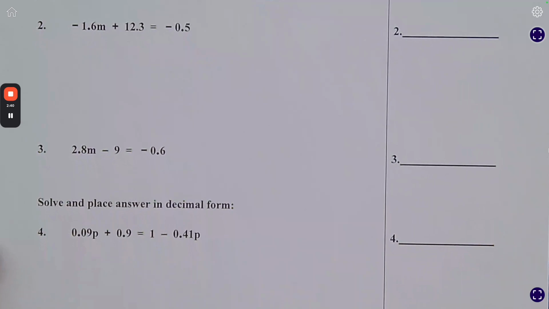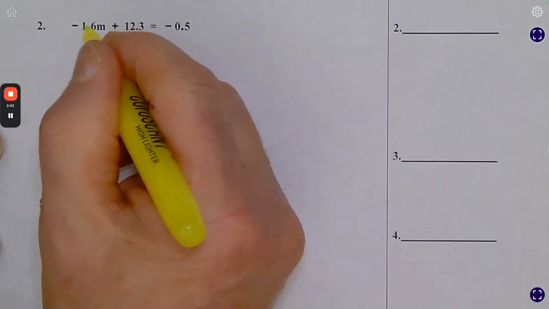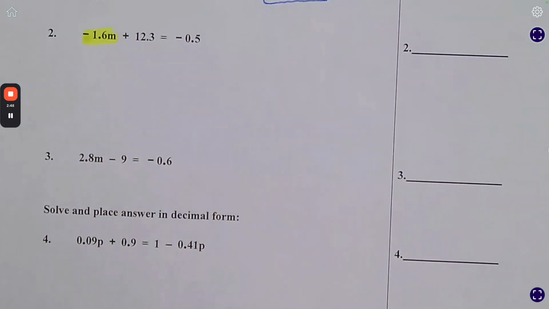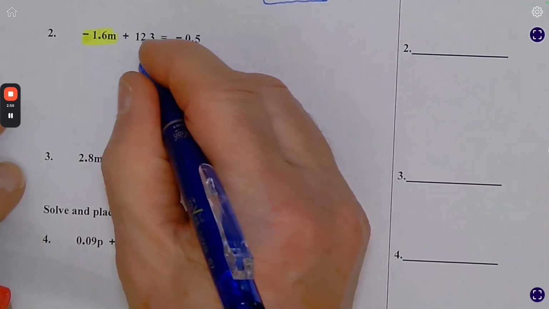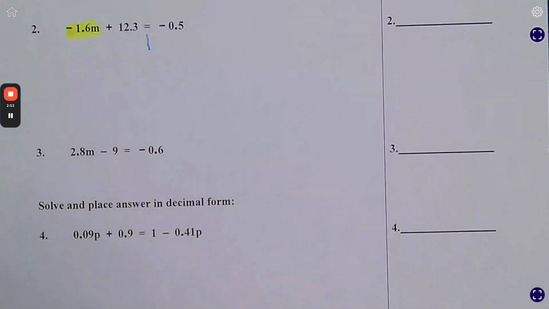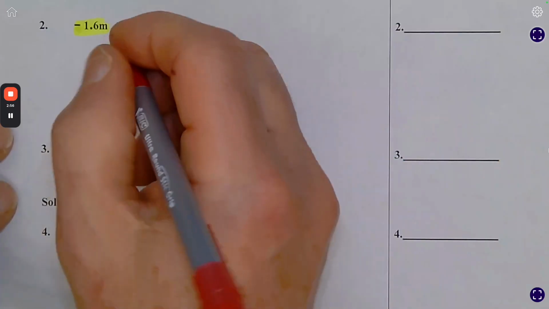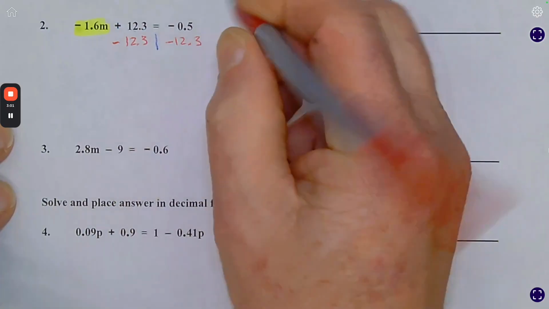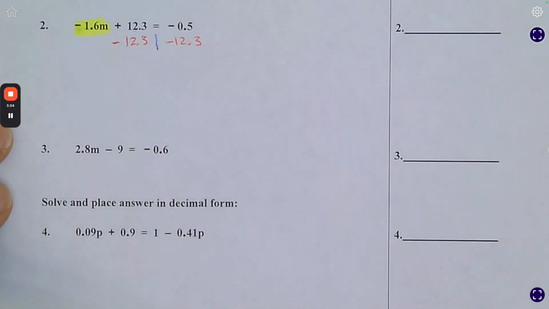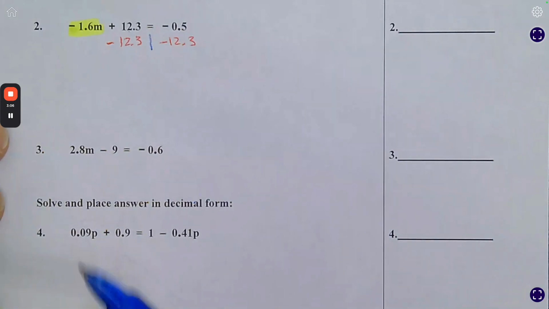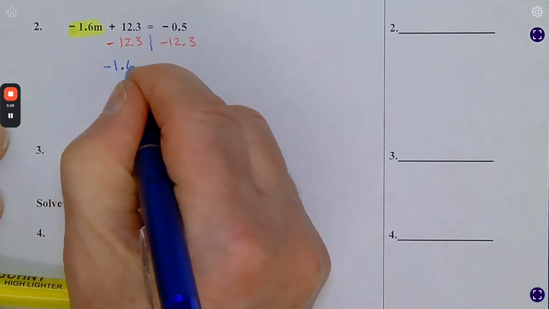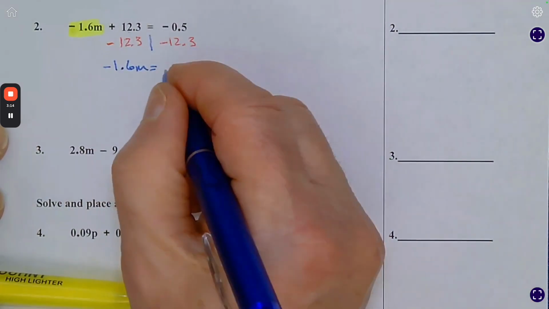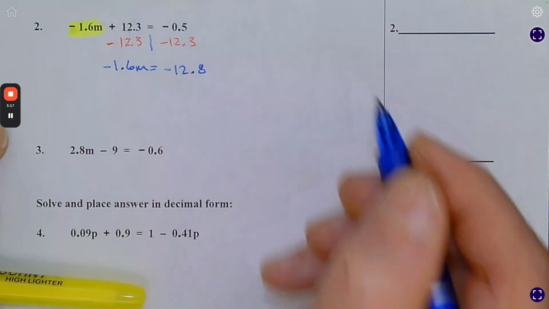Identify that variable term. Here's that variable term. Boom. I'm going to move those constants over. Wow, we're going to look sideways. I'm going to move those constants over. So this is a constant, this is a constant. My inverse operation for plus 12.3 is a minus 12.3. Right? You've got to line up those decimal points. Now, when I do this, I'm going to end up getting negative 1.6m is equal to... They're both negative, so I'm just getting more negative. So that's going to be negative 12.8.